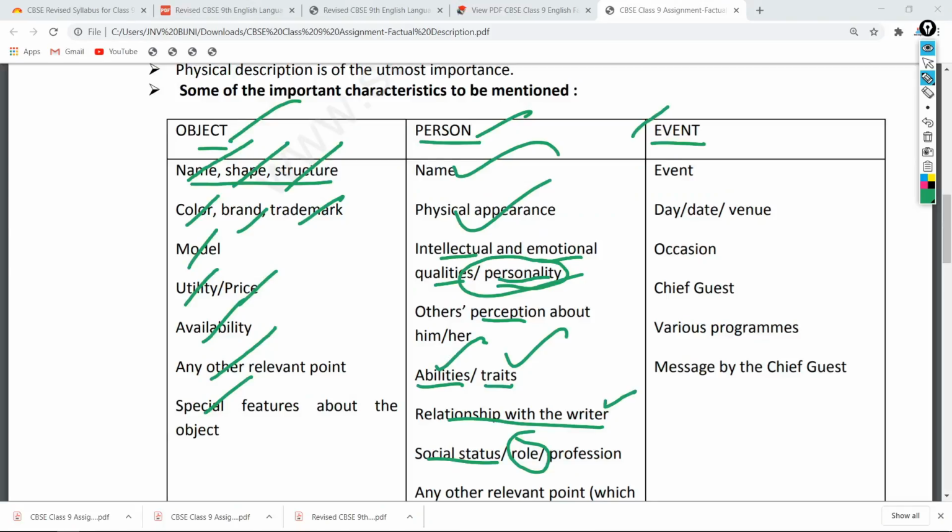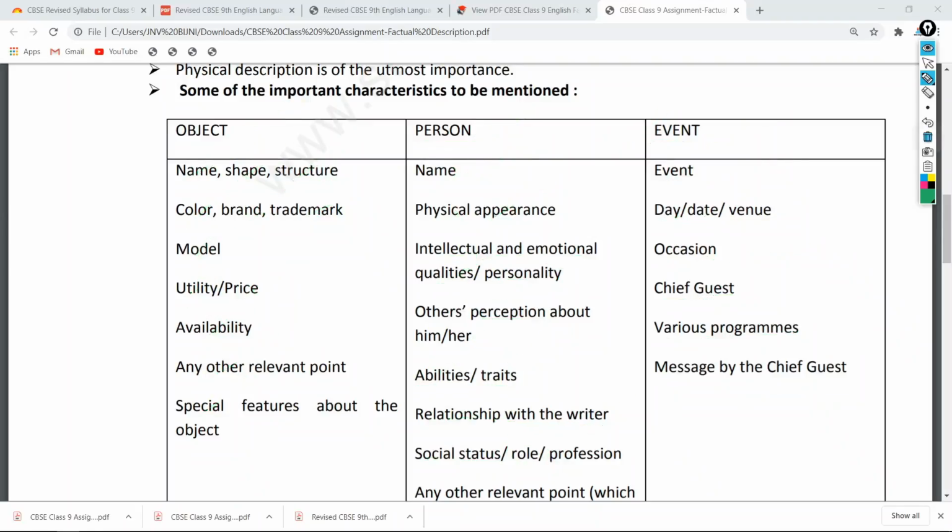Then when you are going to describe the event, what event are you going to write? On what day or date? What is the venue? What is the particular occasion? The occasion means the particular festival. Who are the chief guests? Various programs. Message by the chief guest. Then let us proceed.